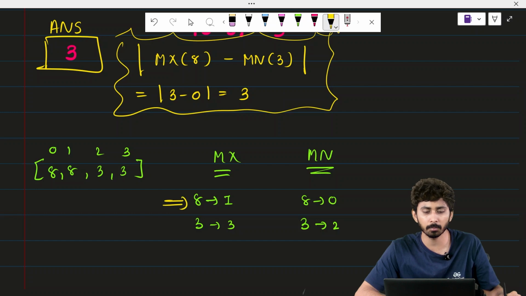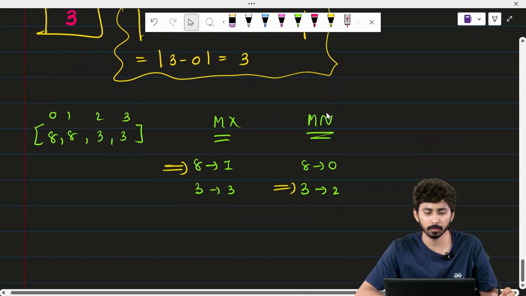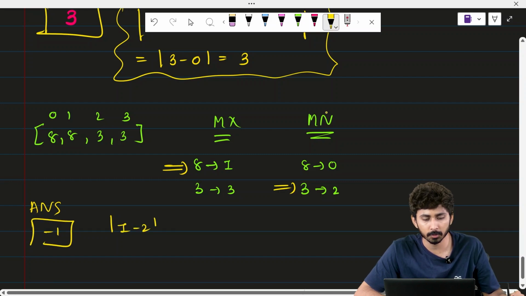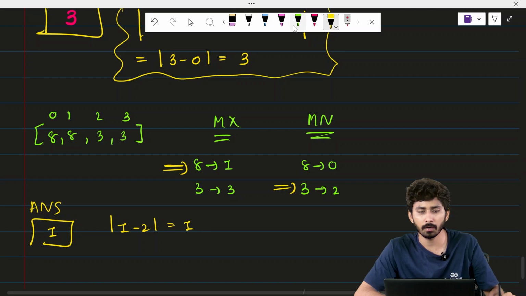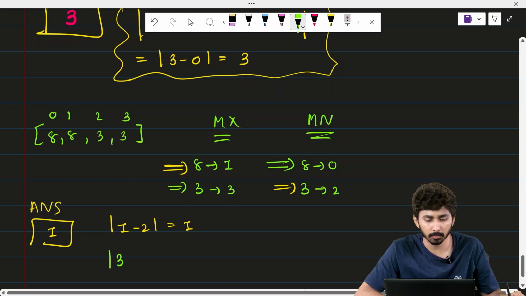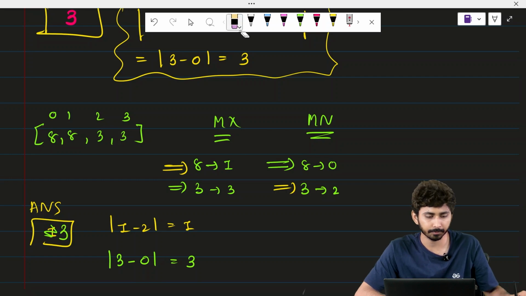So first of all, I'll take maximum of 8 and minimum of 3. So what will I be getting? Answer is initially -1. So this will be 1 minus 2 modulo. It will be 1. So replace this, you will be getting 1 over here. Now I will take basically these two values. Okay, so this is minimum of 8 and maximum of 3. So this will be 3 minus 0. I'll get 3 over here. And I got a maximum answer. So this comes out to be 3.